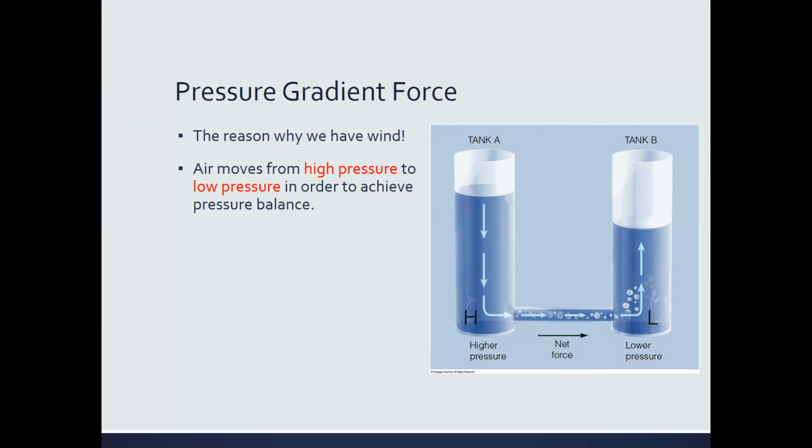Wind blows from high to low to achieve balance. So, over the high pressure, there's an abundance of air molecules. Over the low pressure, there's fewer air molecules. Air moves from high to low in order to balance the two out.